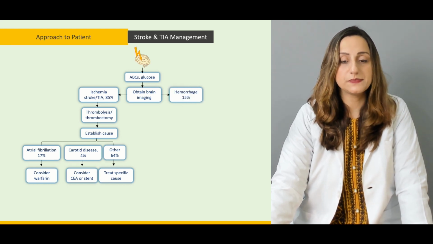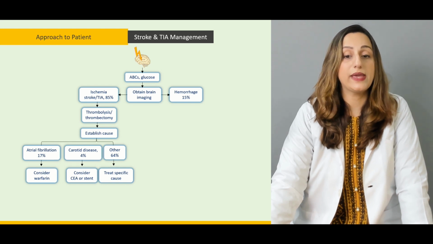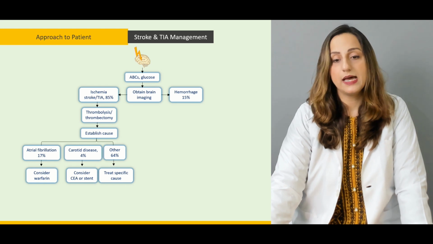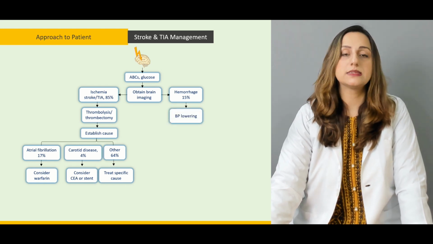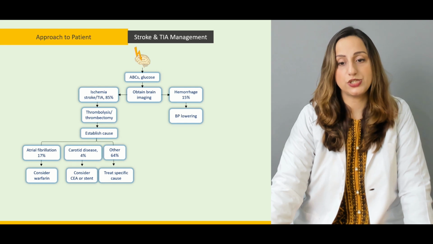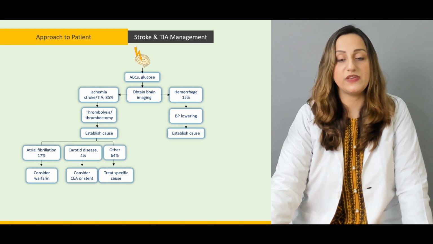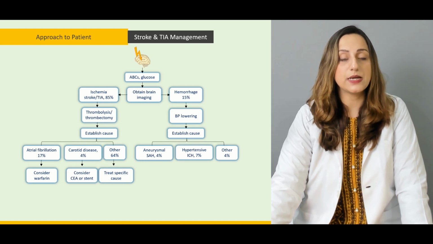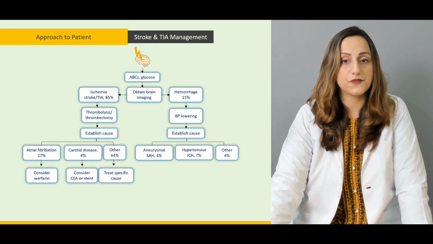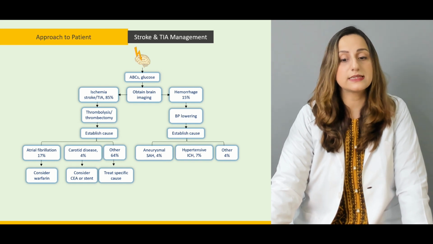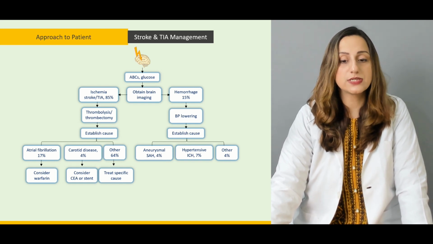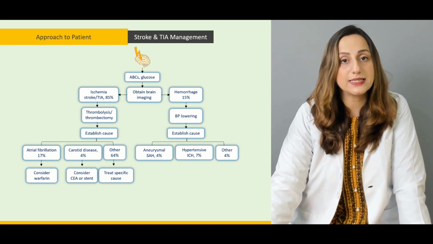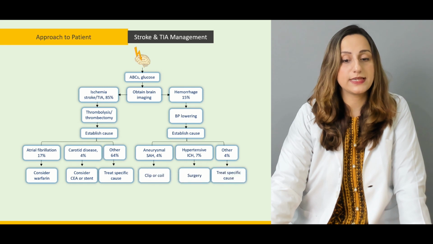On the other hand, we have the 15% of the TIAs which are known as the hemorrhages. BP lowering is the most important and critical point over here that we have to perform. We even have to establish the cause. If it is aneurysmal subarachnoid hemorrhage, it's in 4% of the patients; hypertensive hemorrhages are in almost 7% of the patients, and the other varieties comprise 4% of the patients.